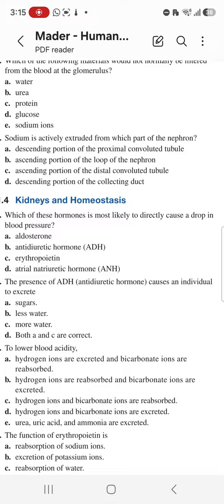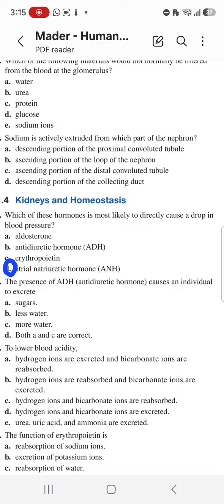EPO is just to increase the production of red blood cells. ANH is actually produced by the walls of the atria in the heart, and this is when your blood pressure is really high, and the blood is pumping, and it will sense that the blood pressure is very high, so it will tell the kidneys to excrete more ions and water to decrease the blood volume, causing a decrease in blood pressure.